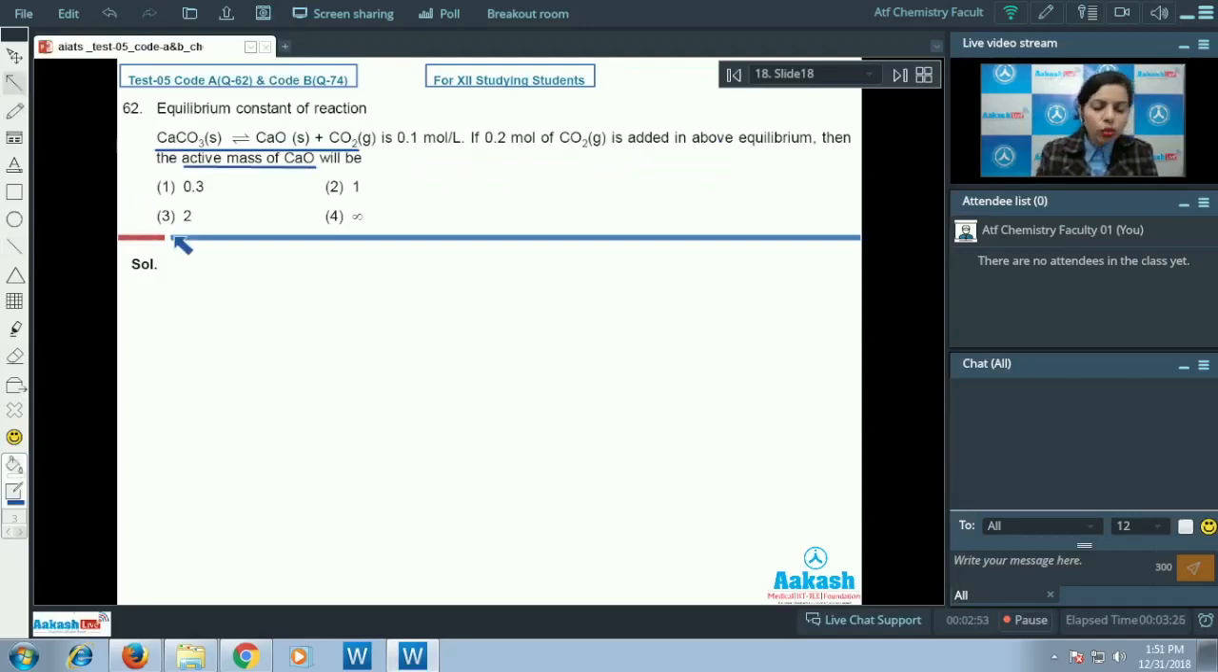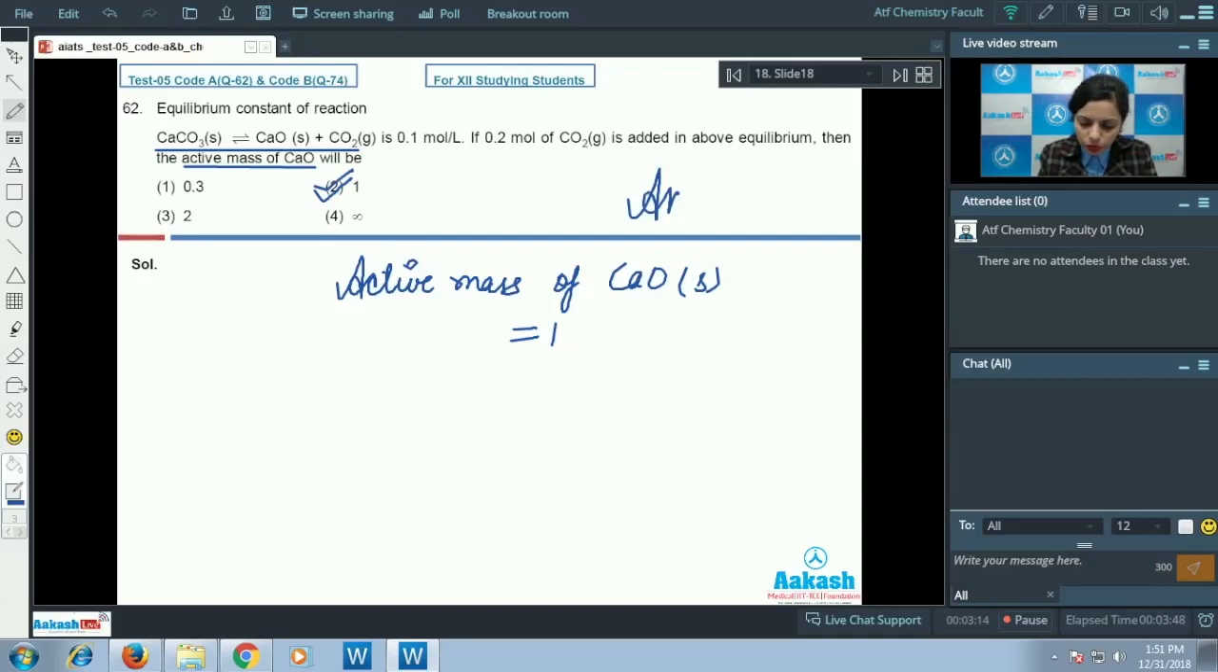We should always know that whenever we talk about a solid substance, its active mass is always considered as unity, and on that basis we can say that the active mass of CaO, that's in solid state, is 1. And on that basis, option 2 is the correct one. And it's a turn for the next question. Let's take that. Question number 63.